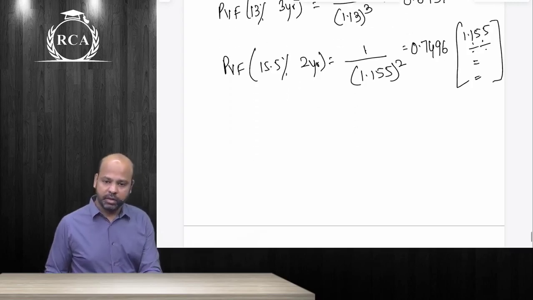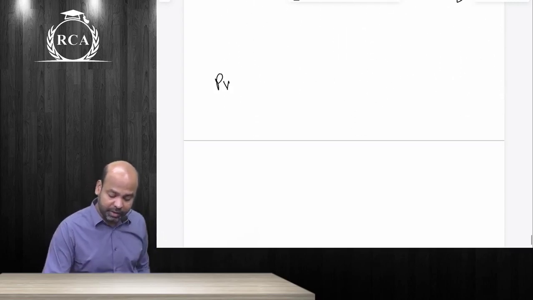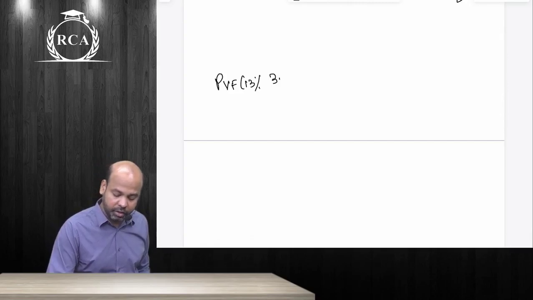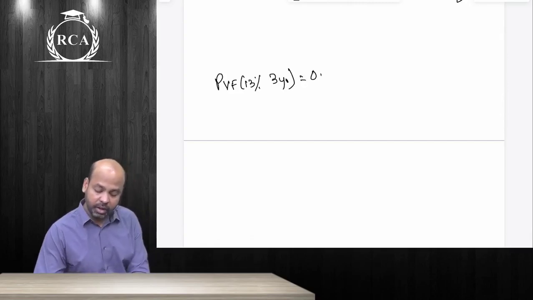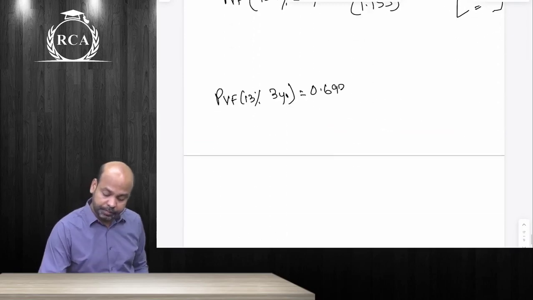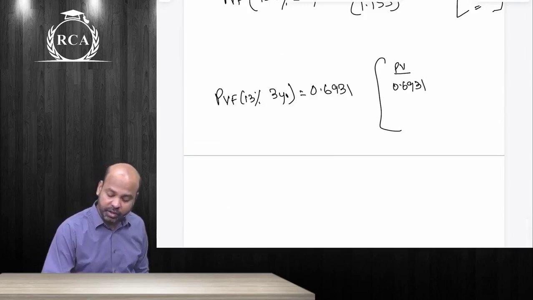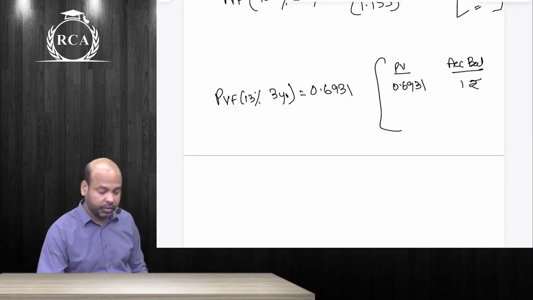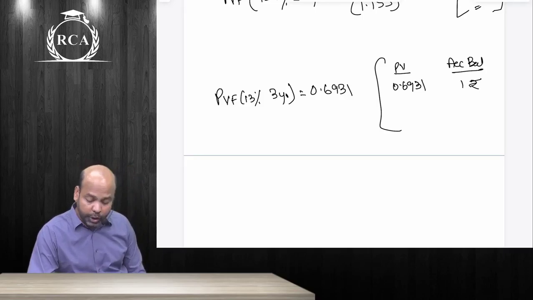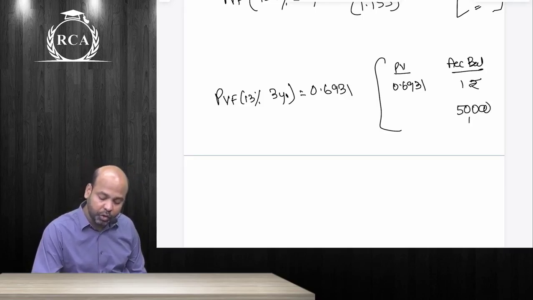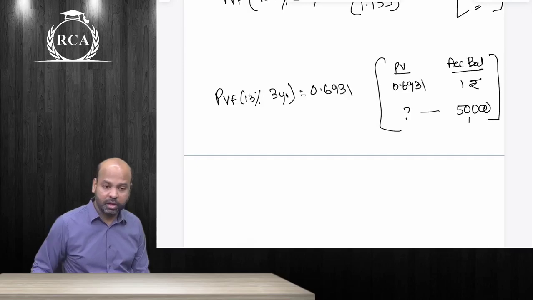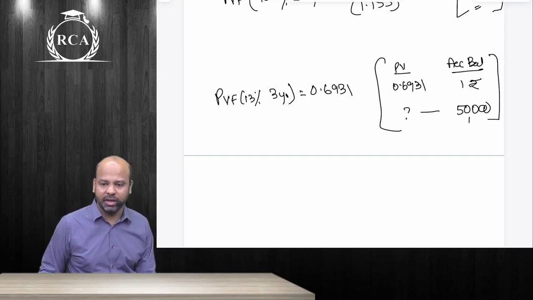Okay guys? Now, we know that present value factor at 13% beta for the third year is 0.6931. This means if you deposit 0.6931 today, you're going to accumulate an amount of how much? 1 rupee in a span of 3 years. If you were to accumulate a sum of 50,000 rupees, how much should you deposit today? You will write 50,000 multiplied by 0.6931.